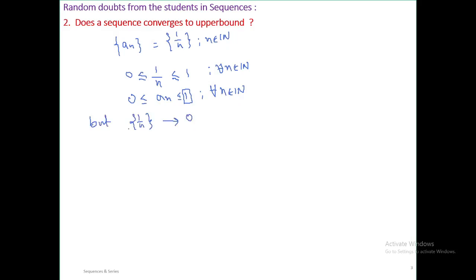And don't ask the question, sir, can you say that a sequence converges to the lower bound? It is not always true. The statement that a sequence converges to the upper bound is not always true. It is true only for some sequences.